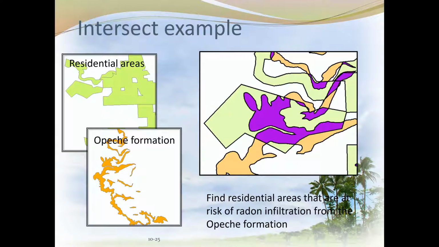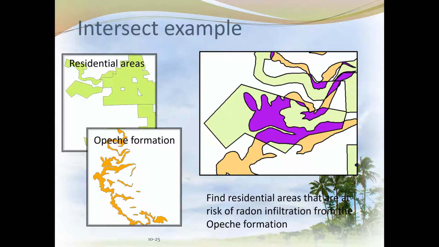Imagine that during a routine excavation for a parking lot, the city engineers discovered pockets of enhanced radioactive material in the Epoch formation. They are recommending that homes on the Epoch formation have a basement radon test to rule out possible unhealthy levels of radon. We can use an overlay analysis to determine which areas of homes need to be tested.